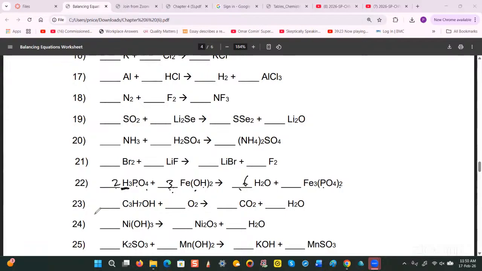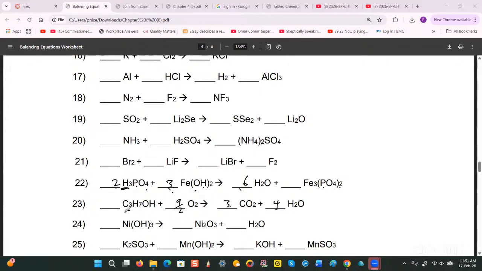23, okay, so in the case of 23, they gave you 3 carbons here. You have 1 here, so I'll put a 3 here, right? And then now for the hydrogens, it's a total of 8. I have 2 here, so I'll put a 4 here. And then now for the oxygens, I have 3 on this side, I have 6 plus 4, 10. So, let me see. Okay, this is one where I have to use a fraction. I will put 9 over 2 here, because 9 over 2 times 2 gives you 9 plus 1, 10, which balances with the 10 here.